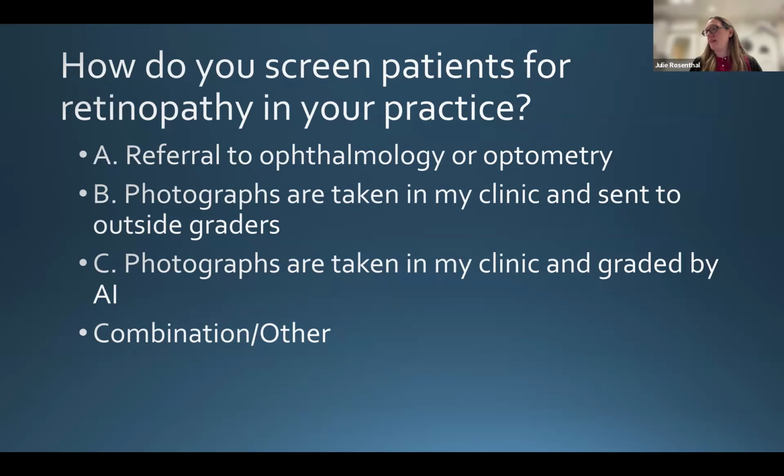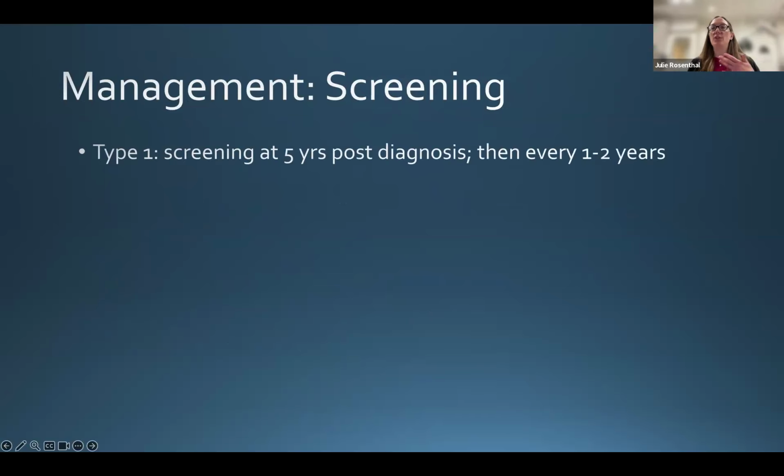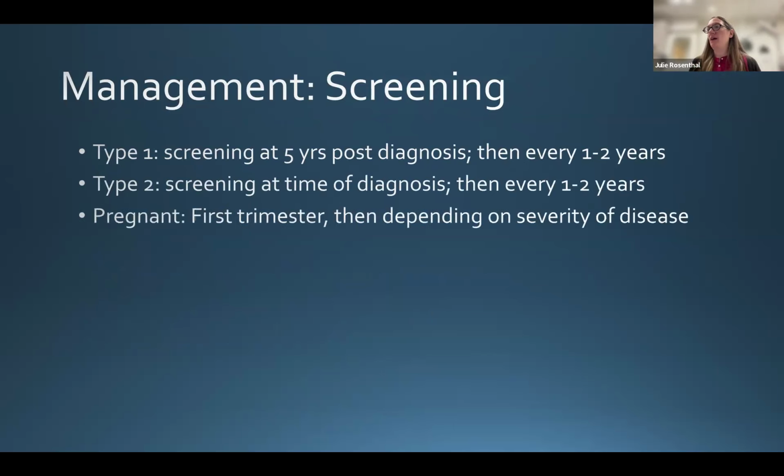Awesome, that's great. So it sounds like a lot of you are either referring or have a combination of referring and doing it in your office. The reason I ask is, we should be screening all type 1 patients at 5 years post-diagnosis, and then every 1 to 2 years. This is for adults. Type 2 at the time of diagnosis, then every 1 to 2 years.